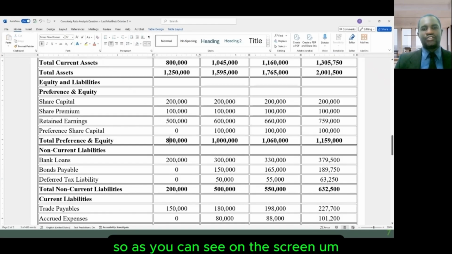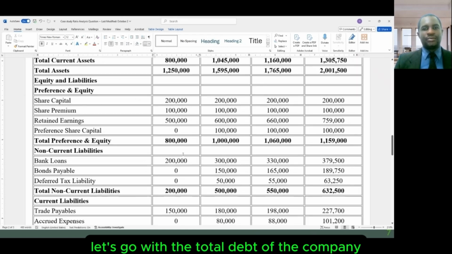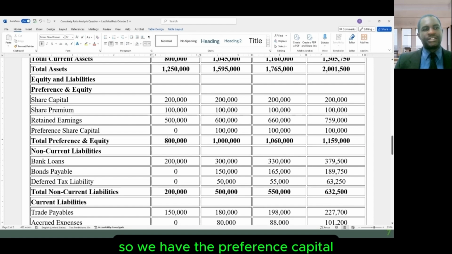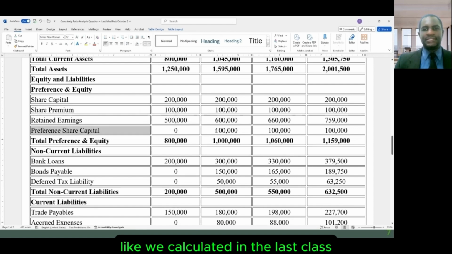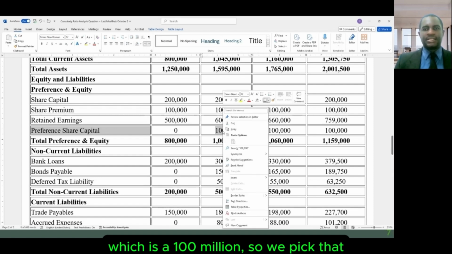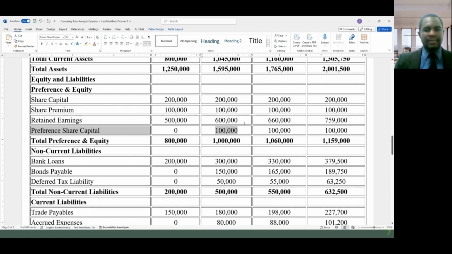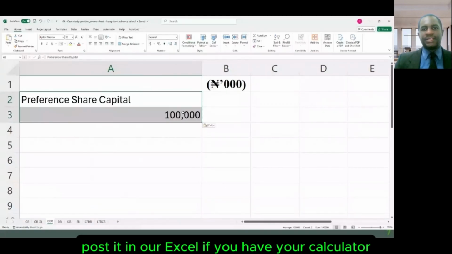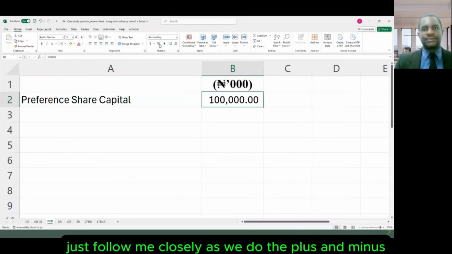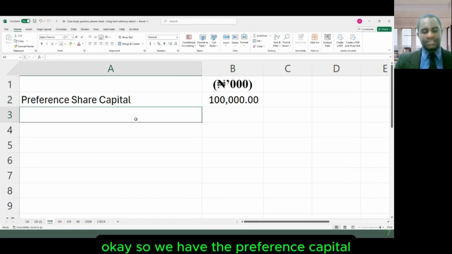So as you can see on the screen, let's go with the total debt of the company. So we have the preference capital that we calculated in the last class, which is 100 million. So we pick that. We go post it in our Excel. If you have your calculator, just follow me closely as we do the plus and minus. Okay, so we have the preference capital.